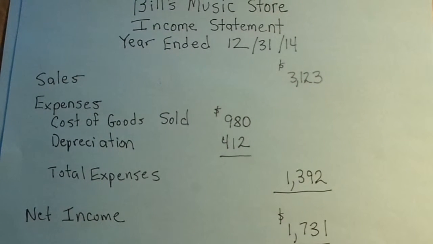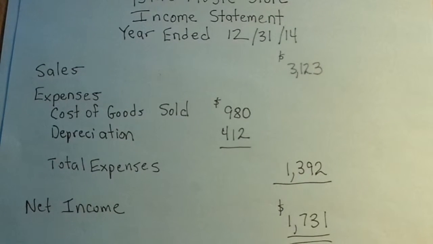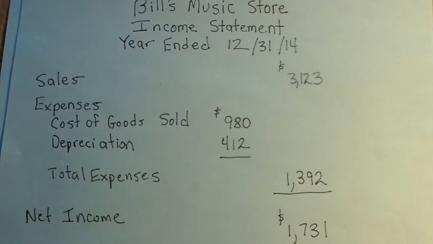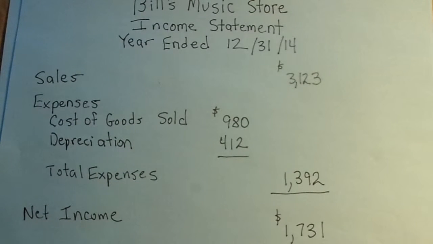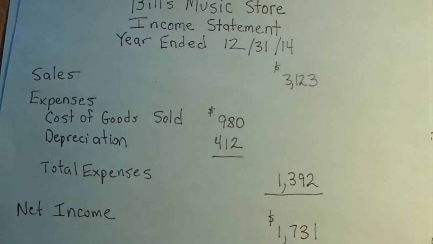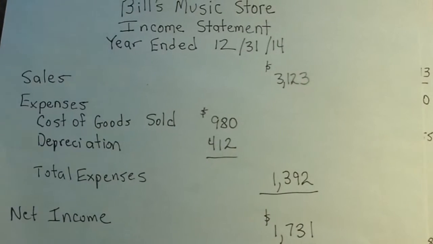So the first thing we do is look at the income statement, and we also have the balance sheet. The income statement here is going to turn out to be an important statement. Notice it ends in a net income of $1,731.